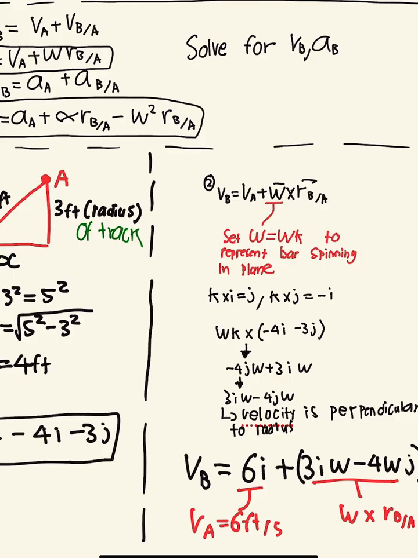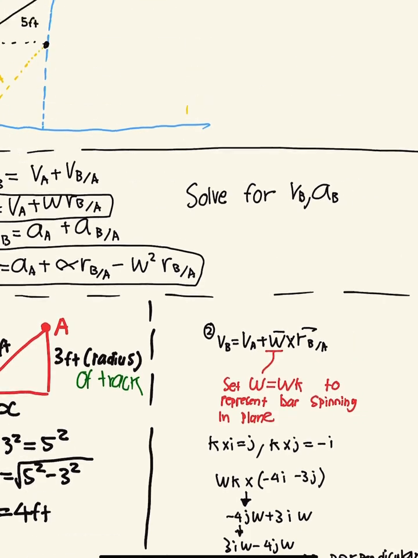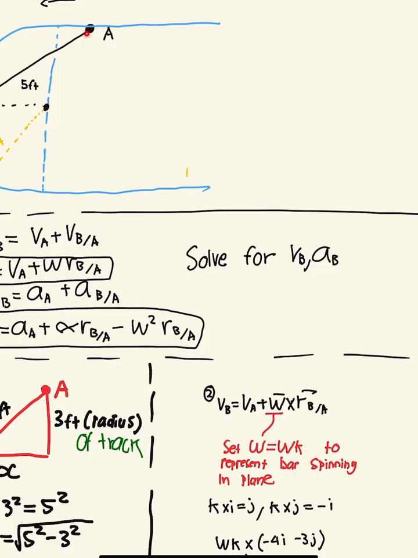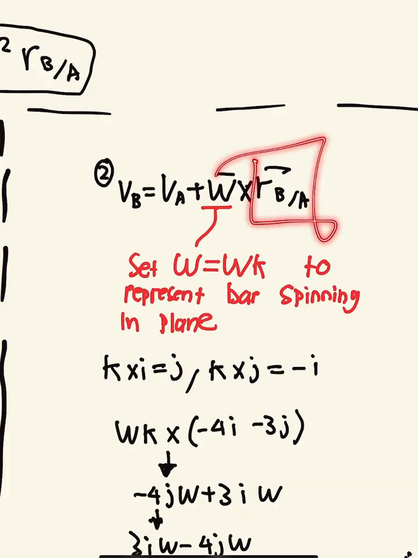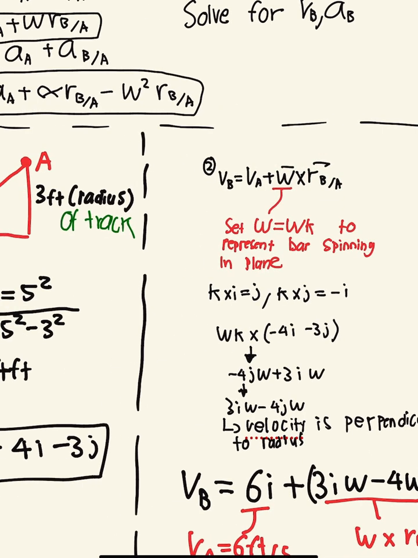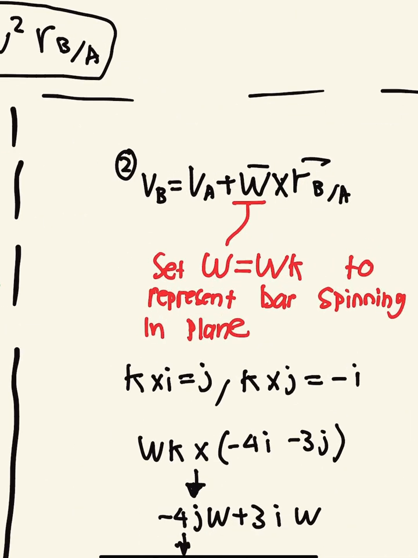So r from A to B is equal to negative 4i minus 3j. Both are negative because to go from A to B, you have to go down and you have to go left. So using the value that we got from this question, we can solve for velocity of B.